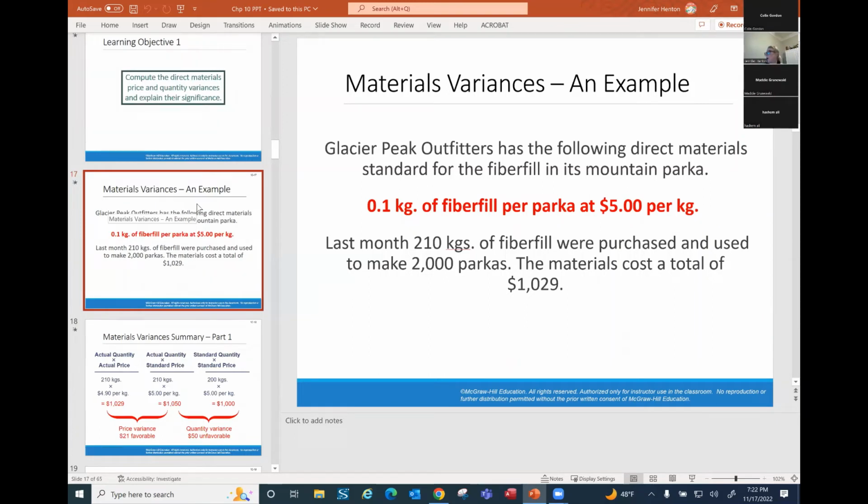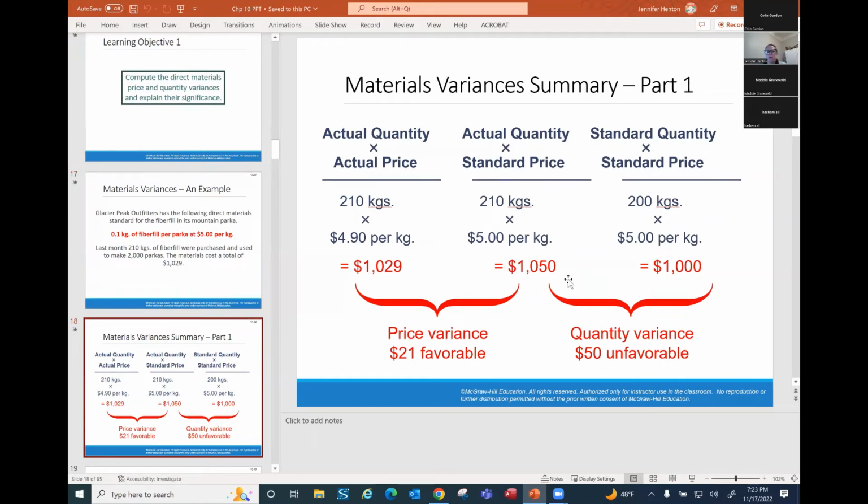So we have Glacier Peak Outfitters, and they have the following direct materials standard for the fiber fill in its mountain parka. So the parka must be like a little jacket. We have 0.1 kilograms of fiber fill per parka at $5 per kilogram. And it says last month, 210 kilograms of fiber fill were purchased and used to make 2,000 parkas. The material cost a total of $1,029. All right, so let's compare and see what our variances are.